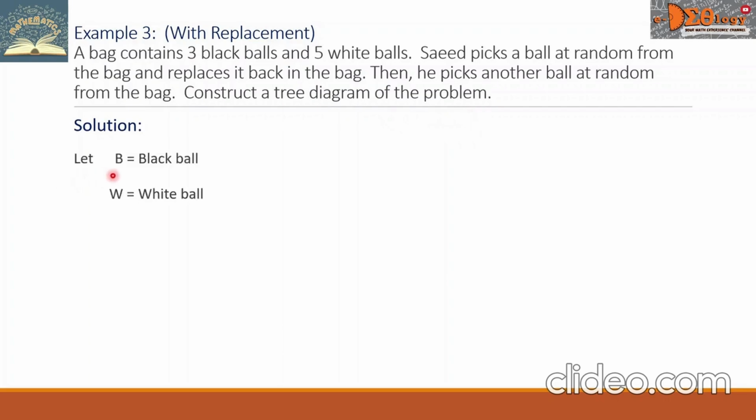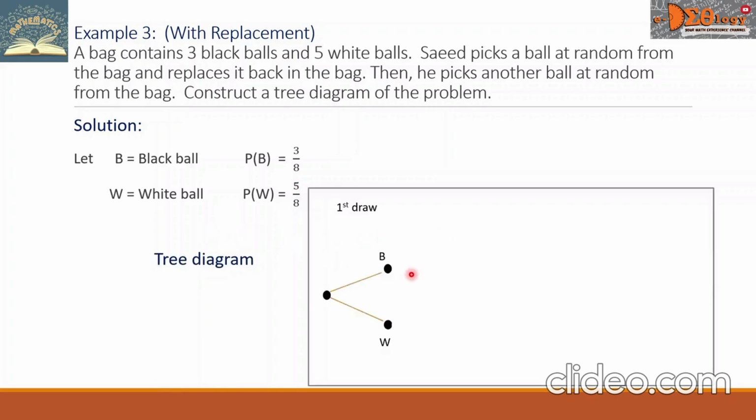We let B be black ball and W be white ball. Then we write the probability of getting a black ball. We have here 3 because there are 3 black balls, all over 8, the total balls in the bag. What about P of W? This is equal to 5 over 8. Now we write the tree diagram.